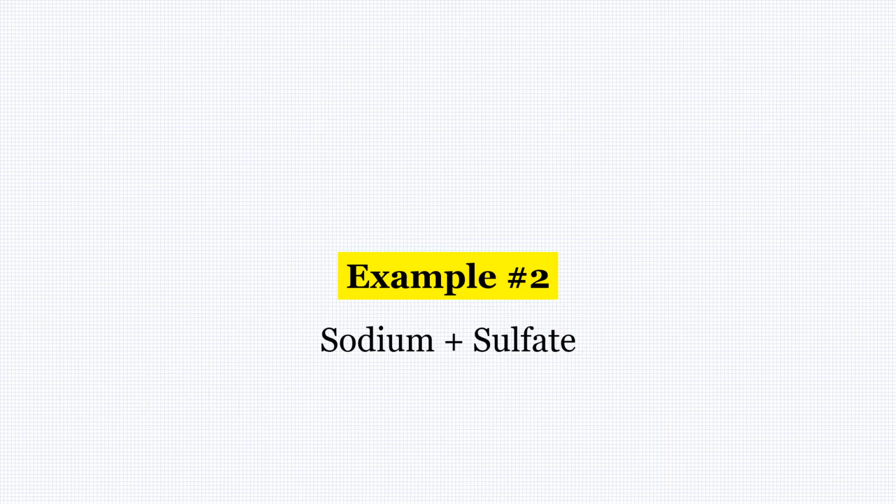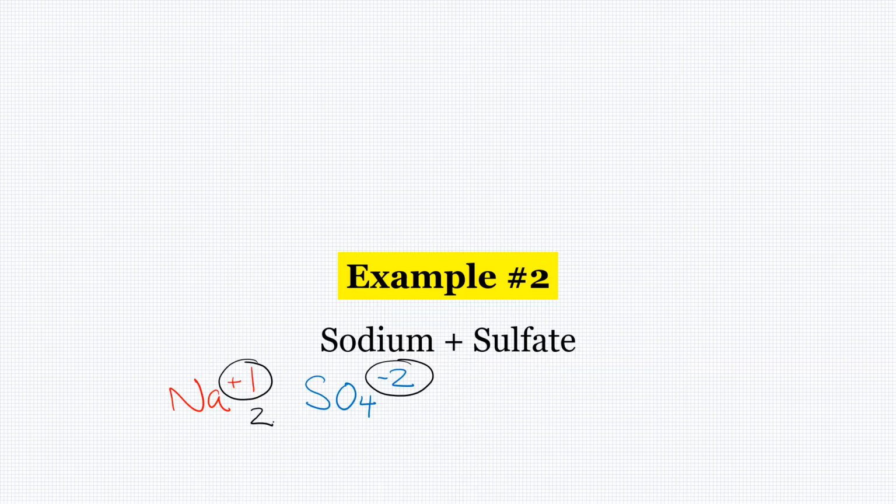Let's look at another one. In our second example, we have sodium sulfate. So let's start by writing our cation. Sodium is Na with a +1 charge. Sulfate is SO4 with a -2 charge. So just like last time, we look at the exponents and kind of compare. So we're going to need another sodium to balance this out. So when I write out my formula, I have Na2SO4.